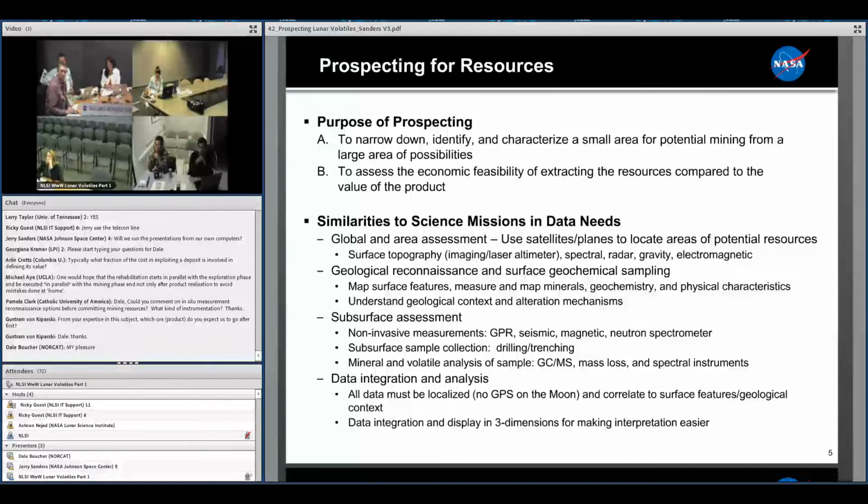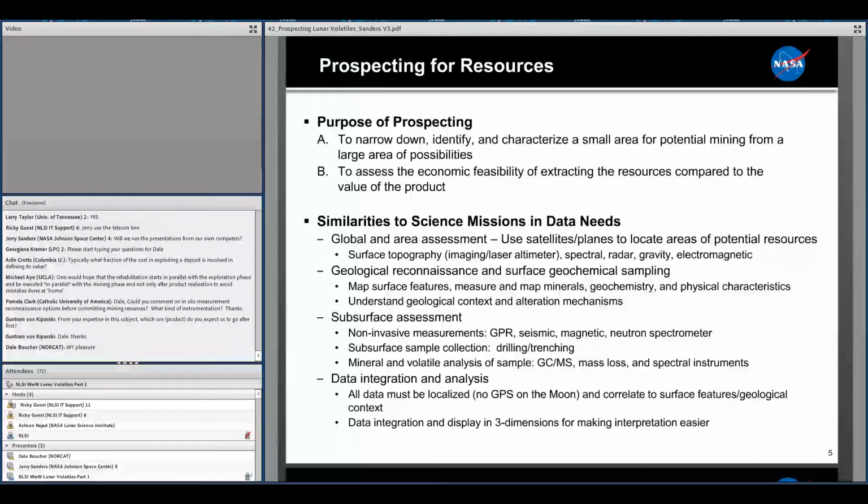So just to make sure everything's clear, we look at the purpose of prospecting, whether it's terrestrial or for space, for two reasons. One is to narrow down, identify, and characterize a small area for potential mining from a large area of possibilities. The second, and Dale touched on this, is to begin the assessment of the economic feasibility of extracting those resources compared to the value of the product that you get out.